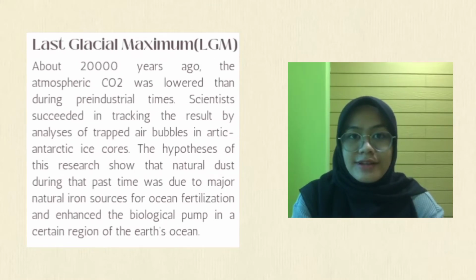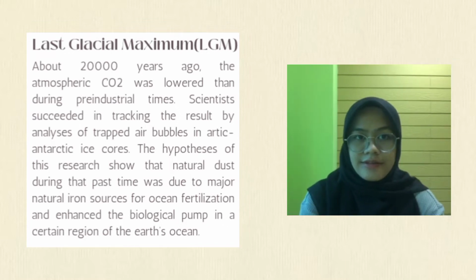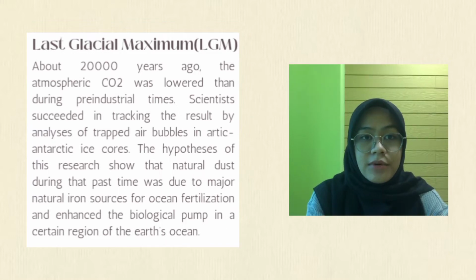Scientists managed to trace the atmospheric carbon dioxide level during the last glacial maximum, about 20,000 years ago, by analyzing the trapped air bubbles in Arctic and Antarctic ice cores. This discovery has shown how natural dust during that time was the iron source for iron fertilization and the biological pump. As a result, the carbon dioxide level during the last glacial maximum was lower than during the pre-industrial time.